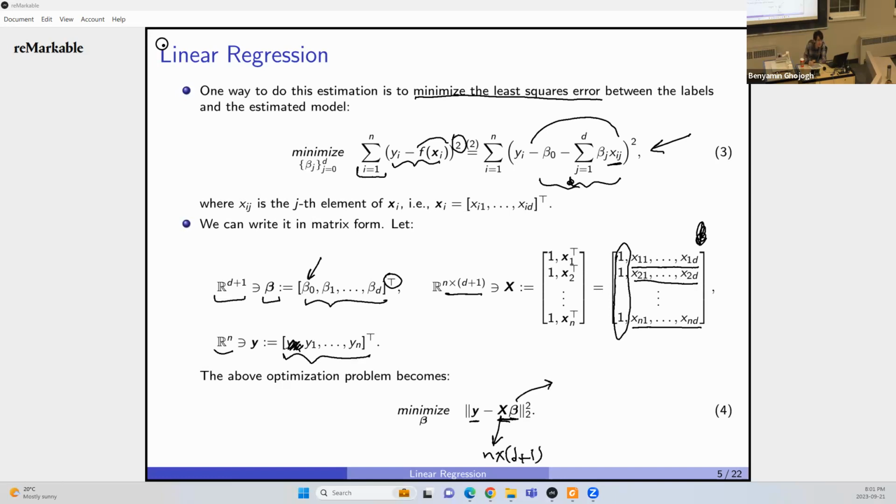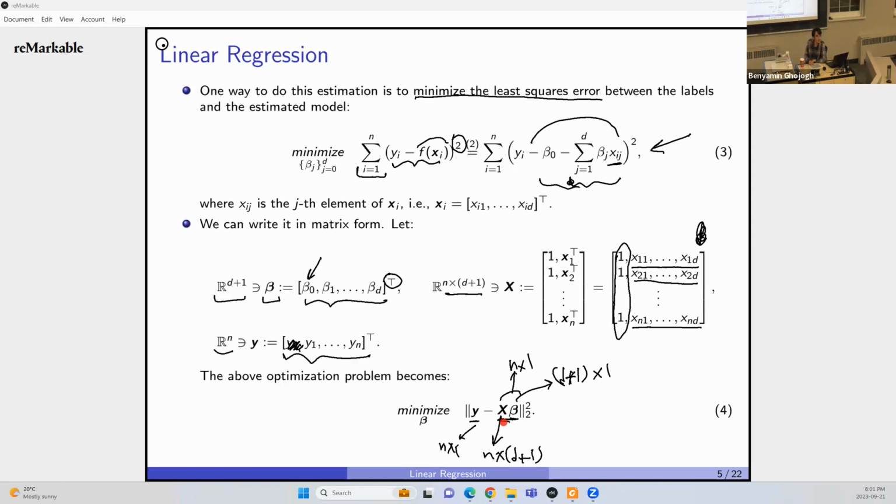What is beta? d plus 1 by 1. Right? A d plus 1 dimensional column vector. So x beta is correct. Beta x is wrong, right? According to matrix multiplication. Also, what is y? It's n by 1. What is x beta, the whole thing together? So n by d plus 1 by d plus 1 by 1. So it is n by 1. So we can compare an n by 1 vector with an n by 1 vector. So that is correct. Okay.